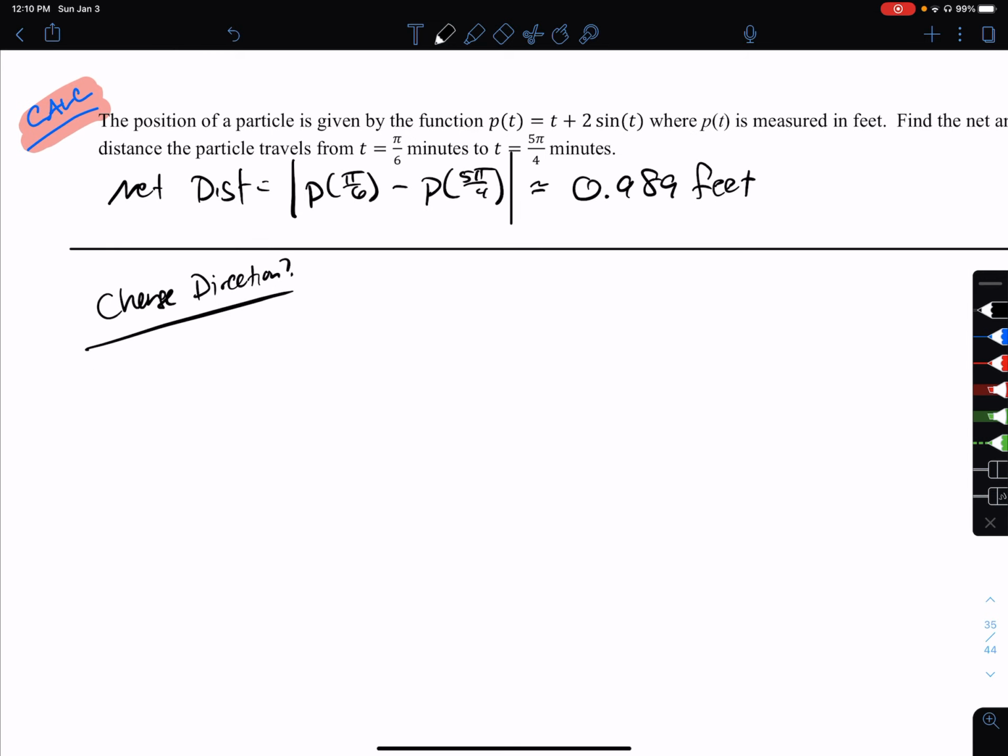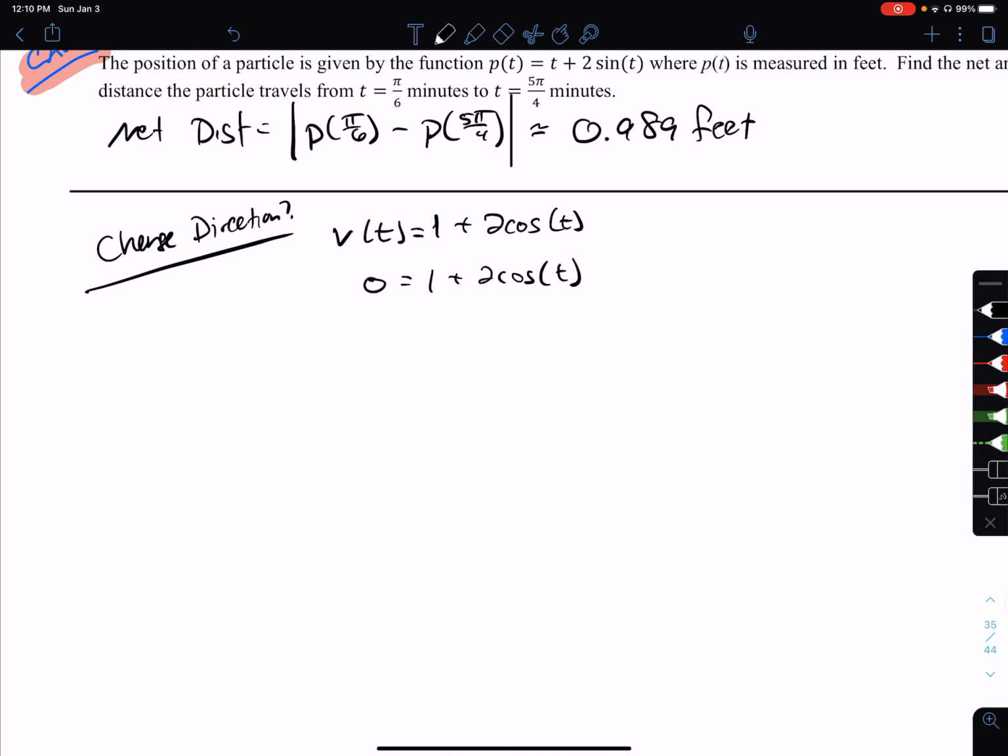To determine if it changes direction, we need to take the velocity and set it equal to 0. The velocity is the derivative of the position. Derivative of t is 1. Derivative of 2 sine of t is 2 cosine of t. Set this equal to 0, and we solve this, and this is going to be good practice for us to solve a problem in which we're using trigonometry. Subtract 1 from both sides, divide both sides by 2, and I want to know, when is the cosine function equal to negative 1/2?